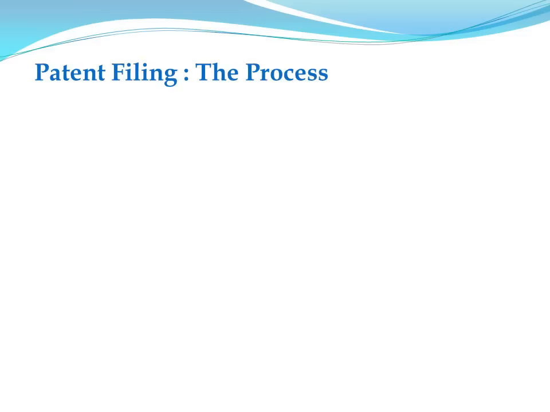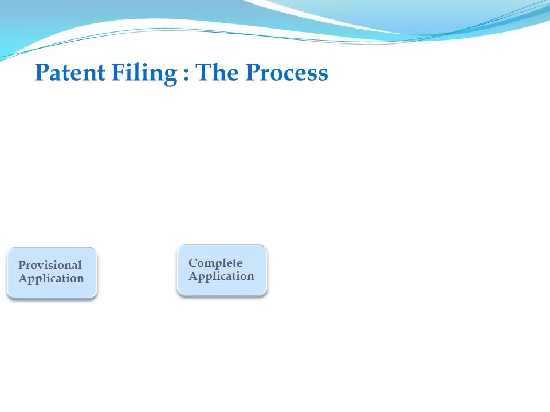Patent filing, the process. As a result of the novelty search, if the idea is novel and you decide to file for a patent, specifications or the patent application shall be drafted. These are of two types, provisional or complete. A provisional application is often filed to claim priority date, especially when the inventor needs some more time to complete the invention. A complete application contains complete specifications of the invention and is filed directly to get a priority date.